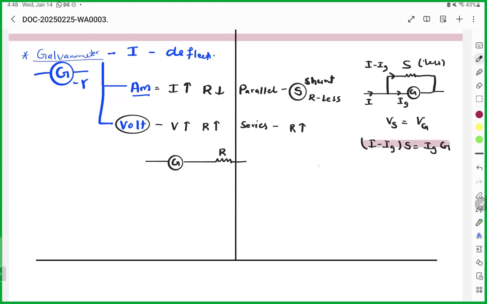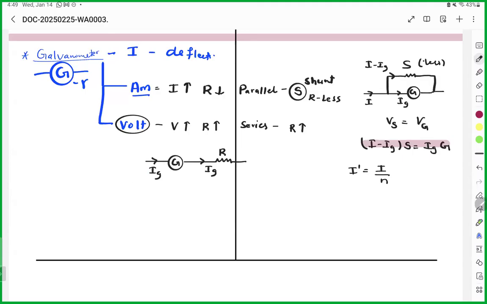In parallel, when you calculate total current for n number of parts, if you divide into n parts, then the current value will be I by n. We did this in the cell also. Here it is in series, so current will remain the same. If it is Ig, this will also be Ig. Correct? Okay.